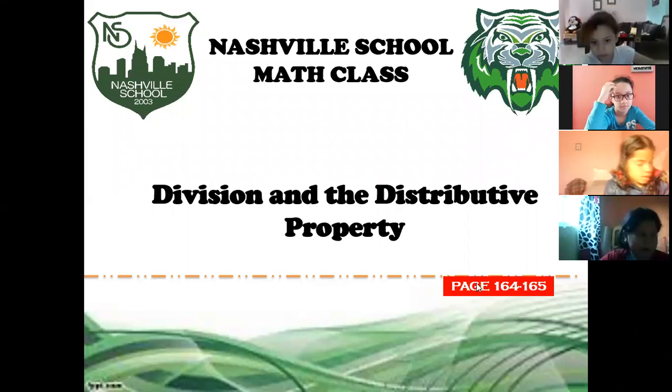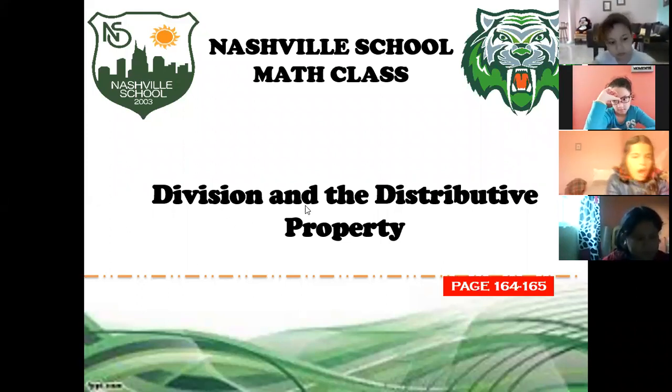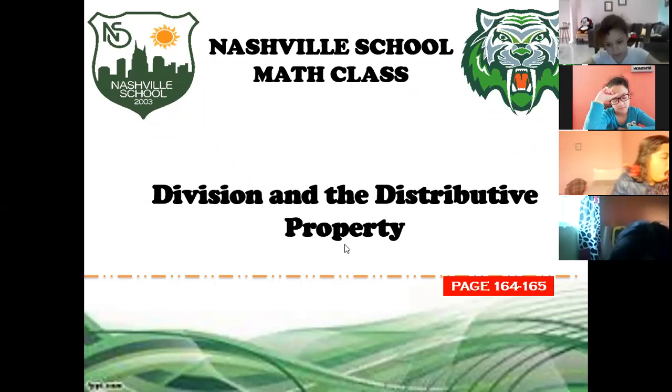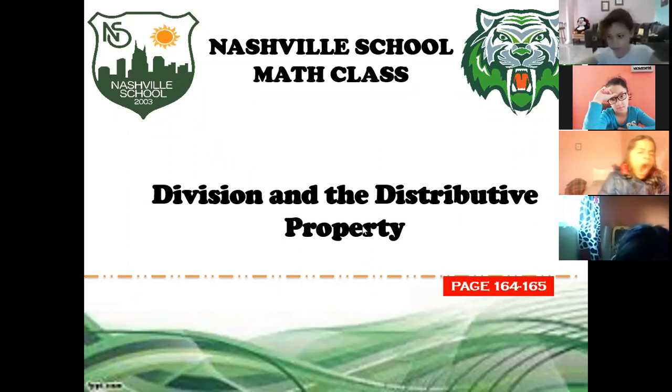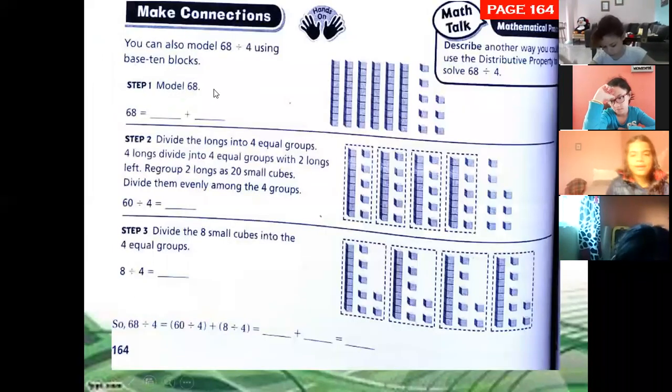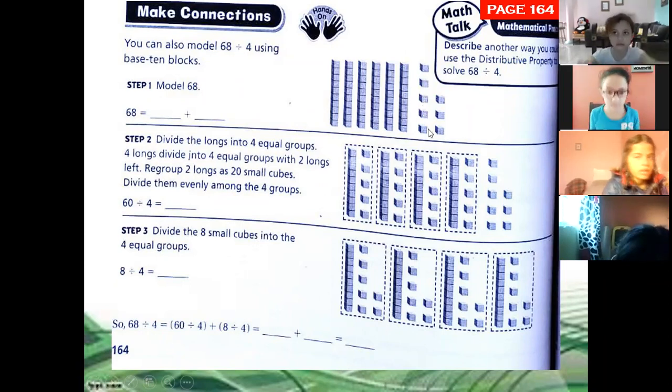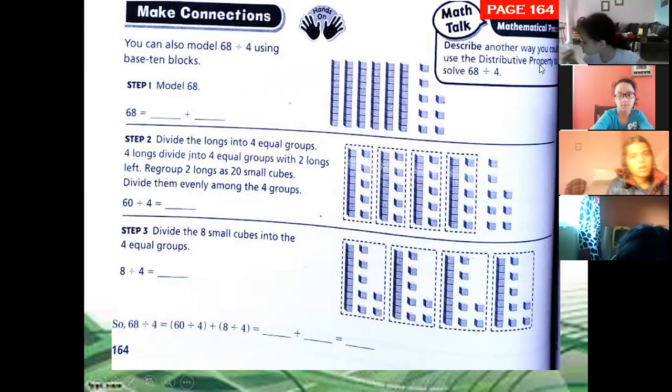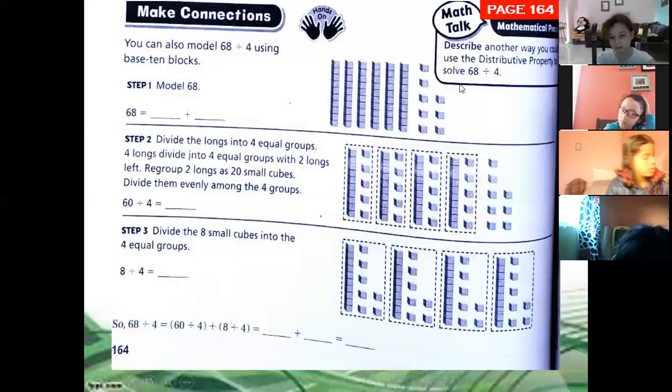Let's complete page 164, distributive and division and the distributive property. Let's continue working with this topic. 164, second part, make connections. Here we have blocks. We have 10 blocks, and these ones are 1 blocks. Describe another way you could use the distributive property to solve 68 divided by 4.